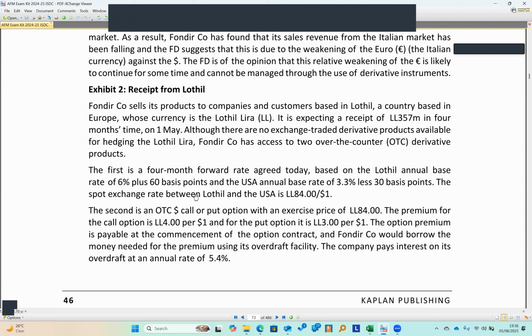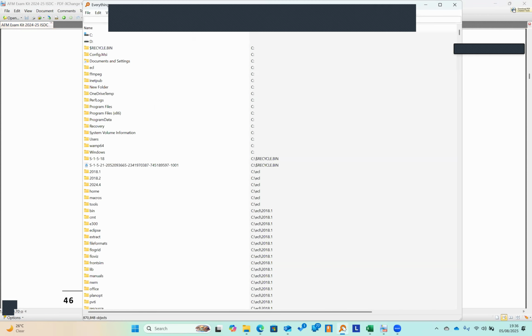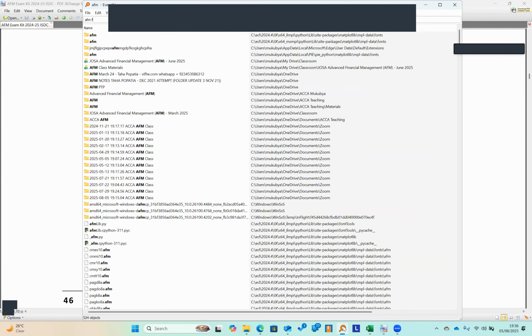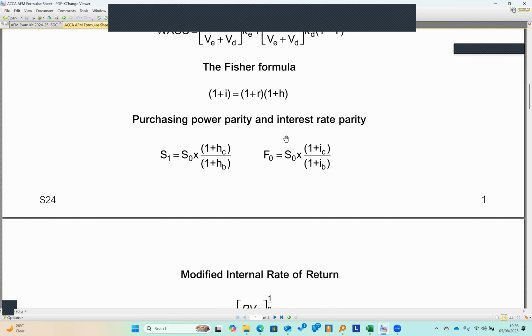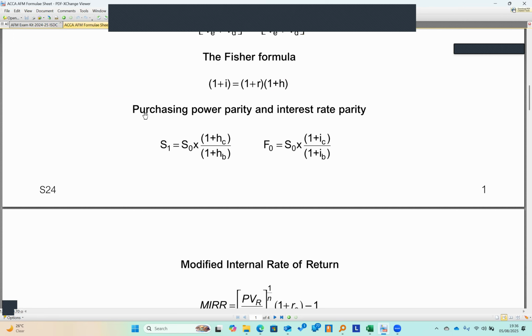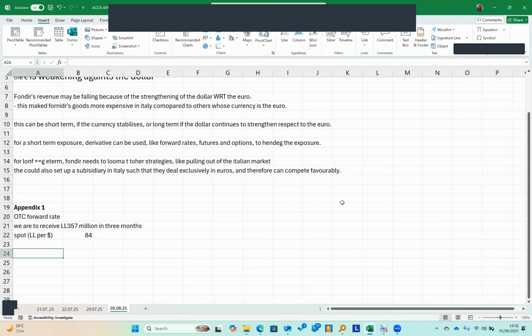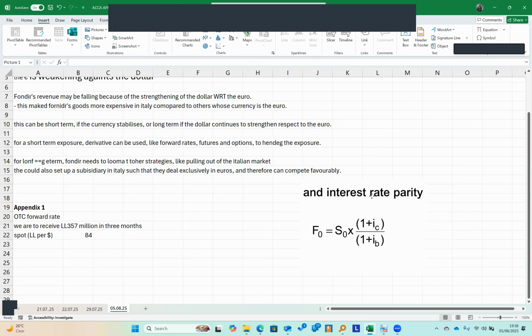So what we are going to see is, let me just open the formula sheet. So this is basically what we are using. We have two things. We have the purchasing power parity and we have the interest rate parity. Now, because we have been given interests, we are going to use this one, interest rate parity. So this is what we need.